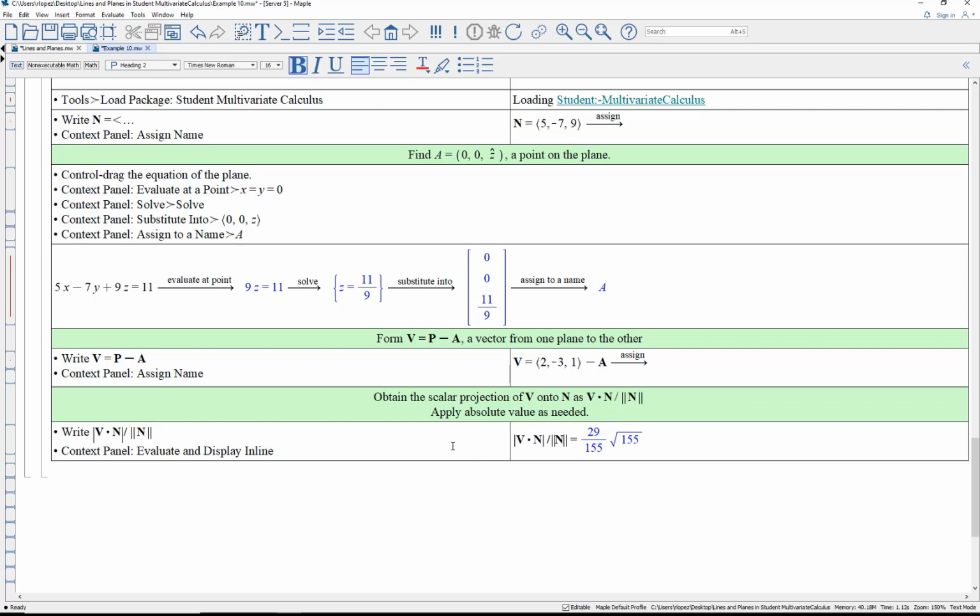And then the scalar projection of V on N: V dot N over the length of N. I put absolute values here so that I get a positive distance, 29 over the square root of 155.